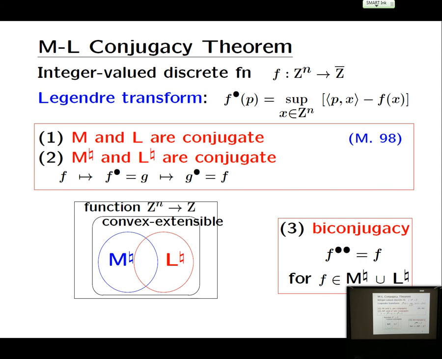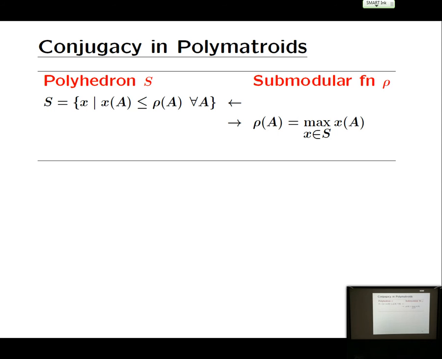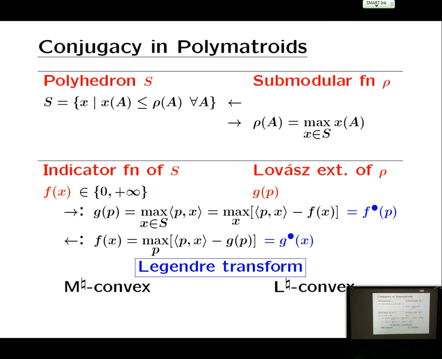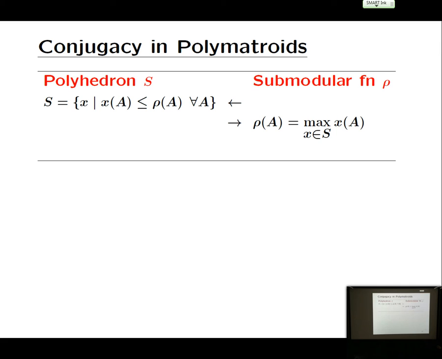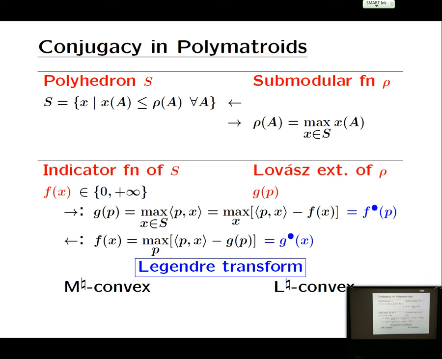Maybe I skip this. Or maybe I should. So given the polyhedron, the polymatroid, we can define a submodular function according to this formula. And given the submodular function, we define the polyhedron according to this formula. And conversely, given the polyhedron, the submodular function is restored by this. And this phenomenon can be formulated as a conjugacy between M and L-convex functions.